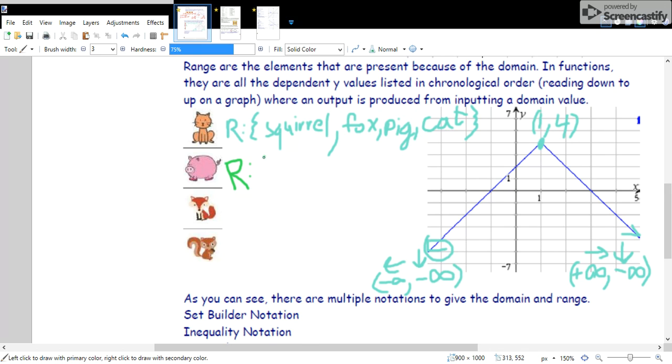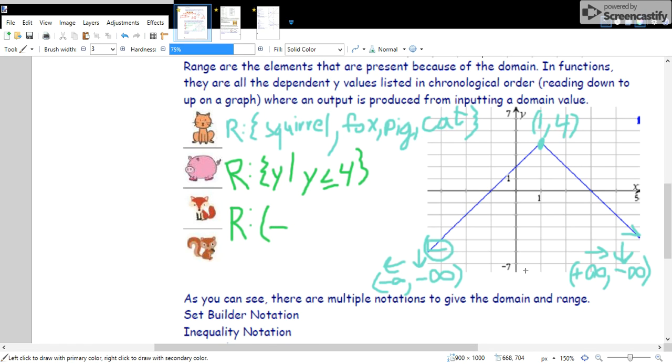So R is y such that y is less than or equal to 4. Now you could put the negative infinity as less than right here. But besides interval notation, you do not have to put the negative and positive infinity symbols. Now for interval notation, you would write those infinities.